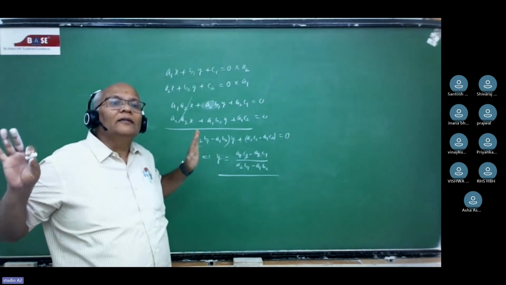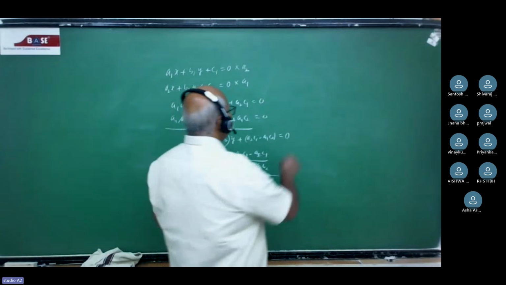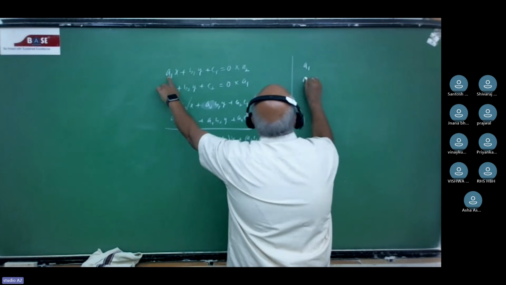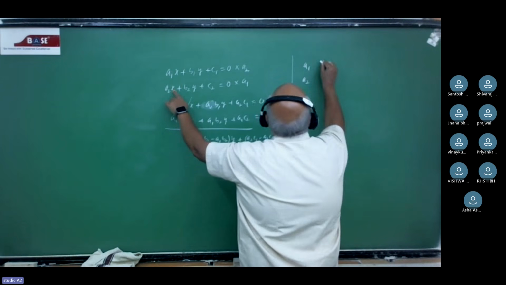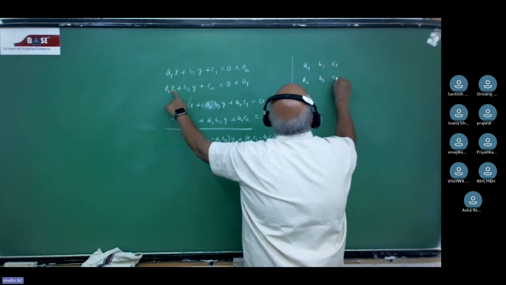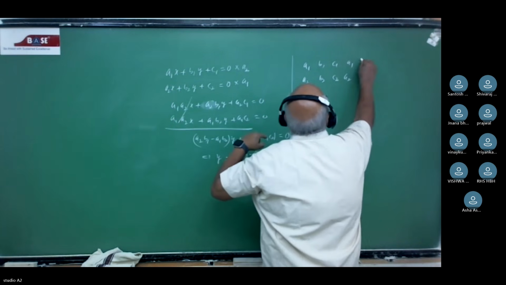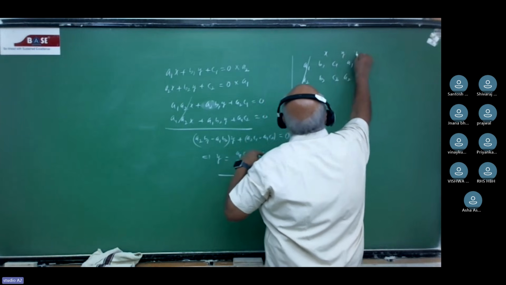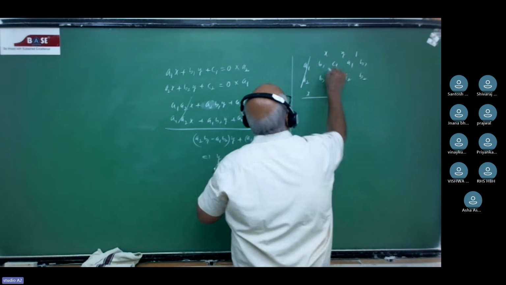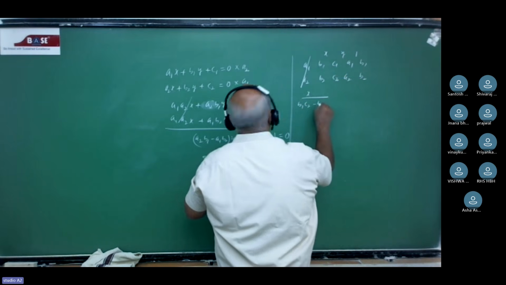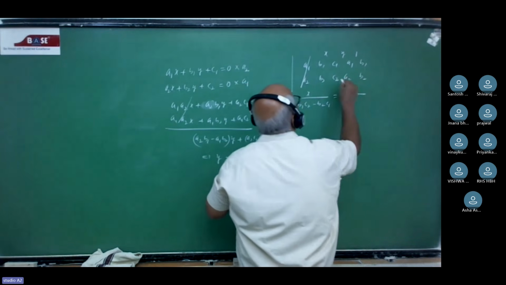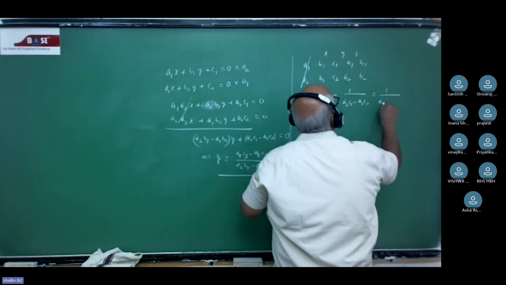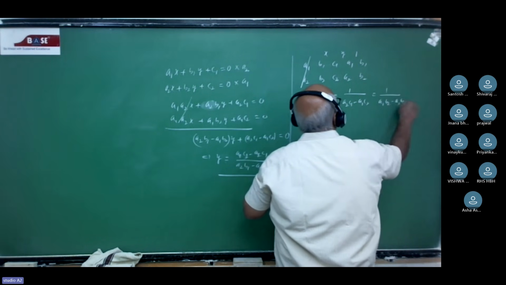Is there another method? Yes, there is. I can certainly solve the same using the cross multiplication method. List out the coefficients of x and y: a1, b1, c1, a2, b2, c2. Repeat b1, b2. Discard this. This is x, this is y, this is 1. So x divided by (b1 c2 minus b2 c1) should be equal to 1 divided by (a1 b2 minus a2 b1), equal to y divided by (a2 c1 minus a1 c2).